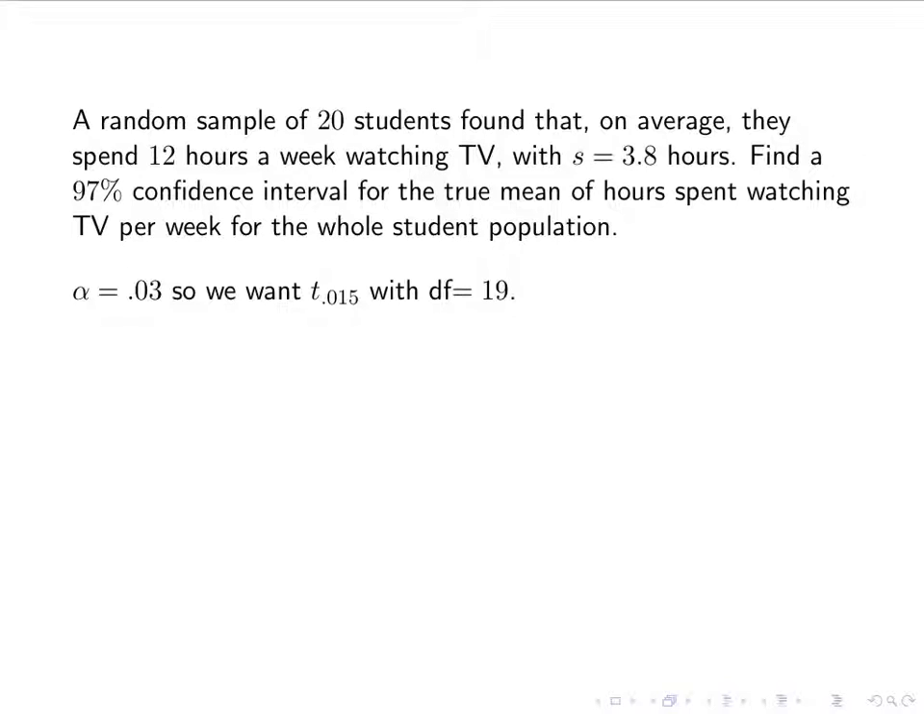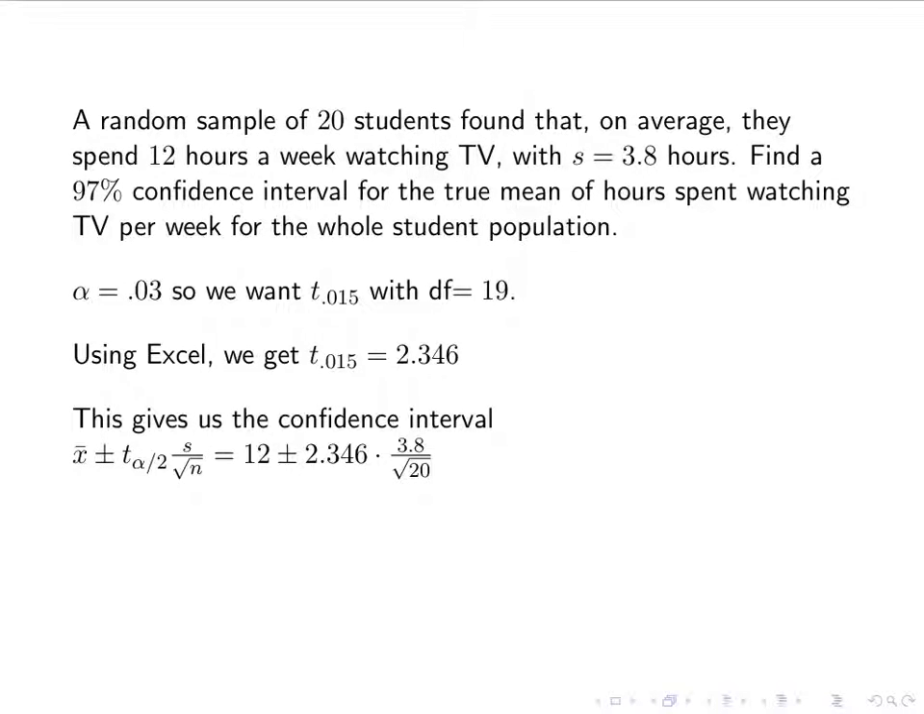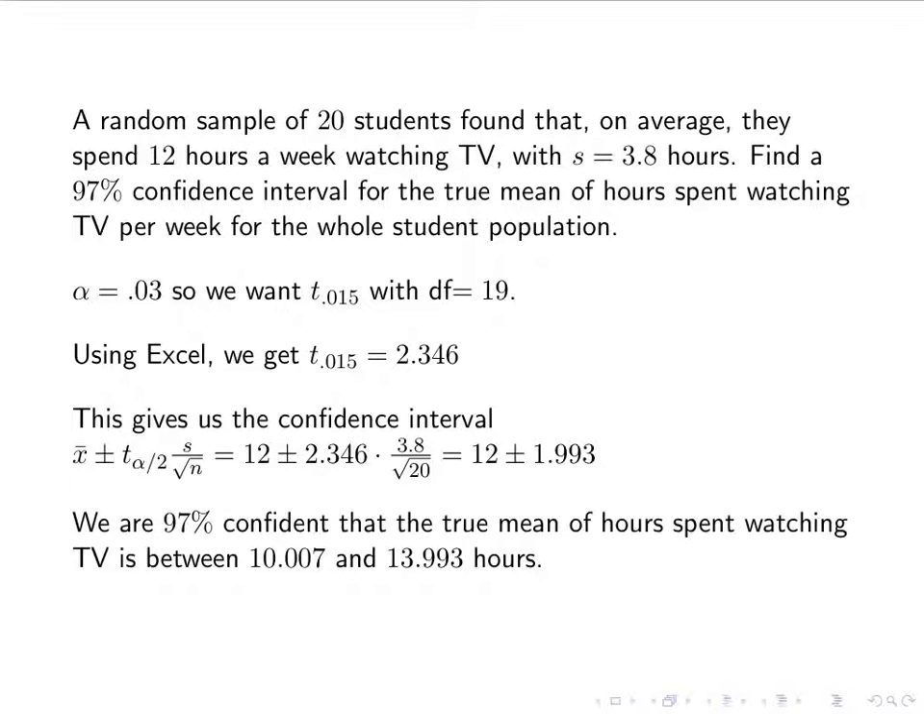So alpha is 0.03, so again, 100 minus the 97%. So we want half of that, which is 0.015. So t sub 0.015, degrees of freedom being 19. Again, we're going to plug that into Excel, and we get 2.346. So our confidence interval is this guy. When we simplify it, we get 12 plus or minus 1.993. So we're 97% confident that the true mean of hours spent watching TV is between 10.007 and 13.993 hours.